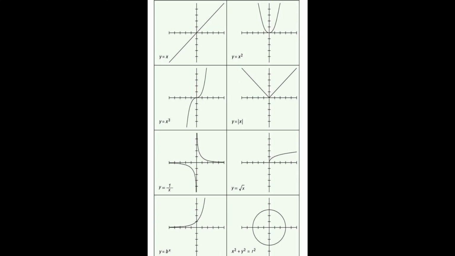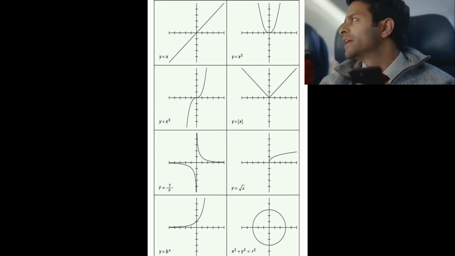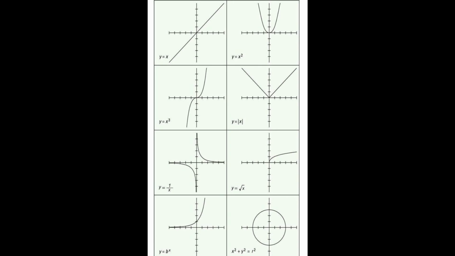Alright, let's go over each one individually. 1, the y equals x graph. That is a straight line. Thanks, Captain Obvious. I know, thank you. The y equals x squared graph is a parabola. Thanks, Captain Obvious. I know, thank you.